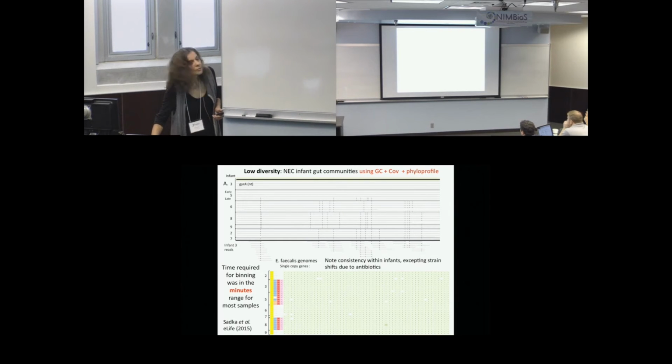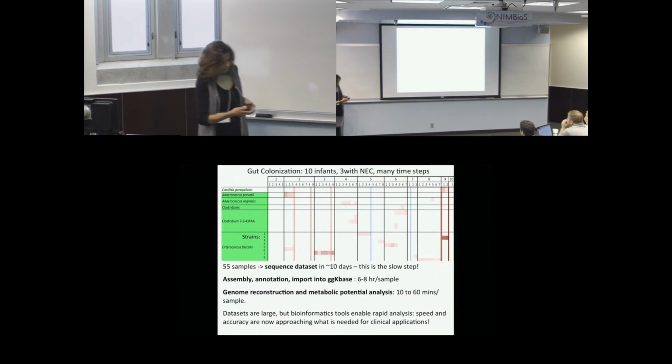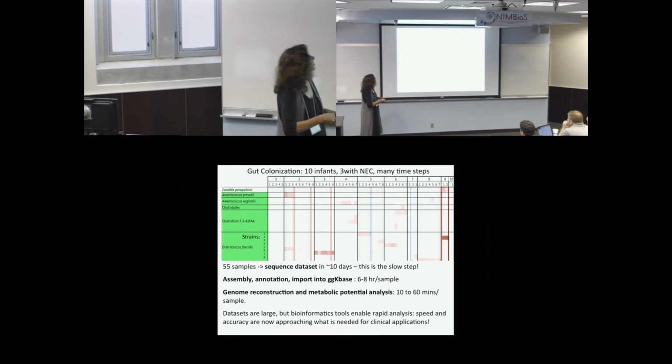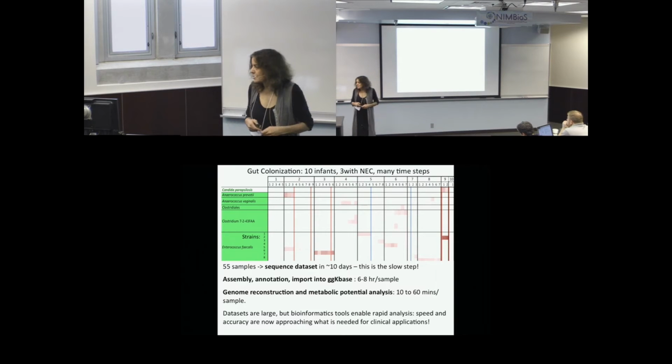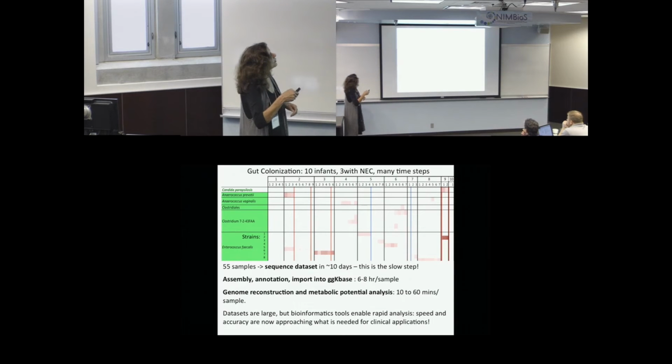And in fact, the binning for the samples was done in a time frame of minutes. This publication came out just recently, and I didn't put the reference on it. It came out in eLife in 2015. It's on the next slide. We can see here we can document all the strains in all the infants, and we can compare the strains in the samples, and this is a heat map. So this shows this particular strain 6 of Enterococcus faecalis became variably abundant and passed through the red bar, which is the antibiotic treatment, so it was antibiotic resistant.